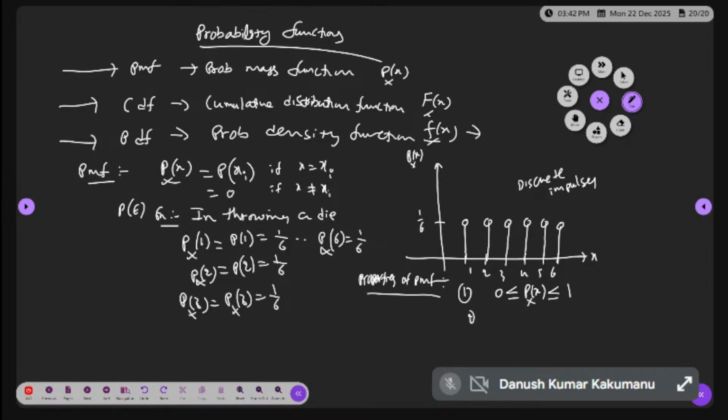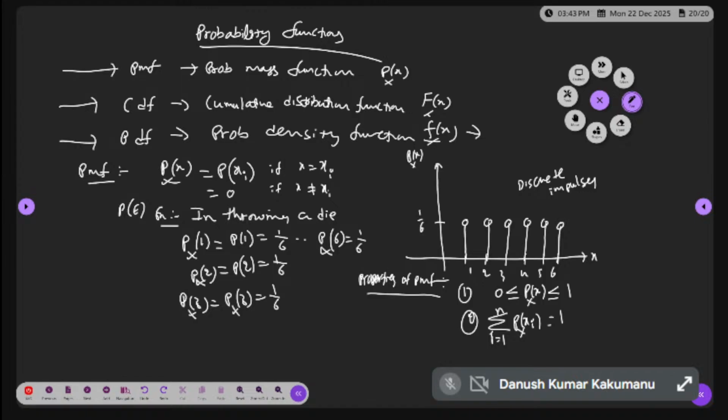Second, if you add all PMF values, what is the answer? Sum of all PMF values is what? How much? 1. In any experiment, it is 1. You are understanding? Probability lies between 0 and 1.